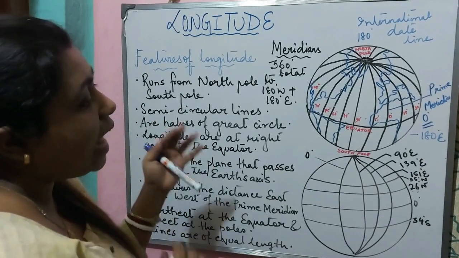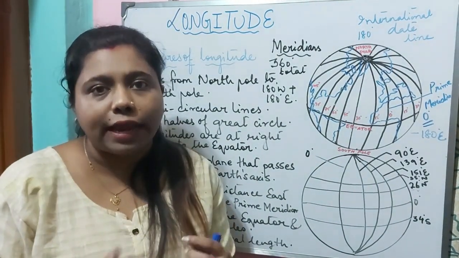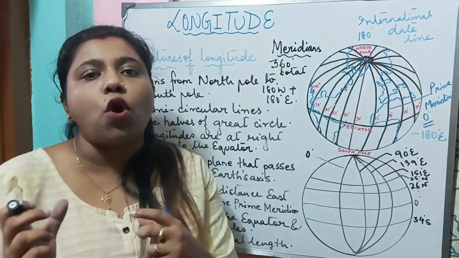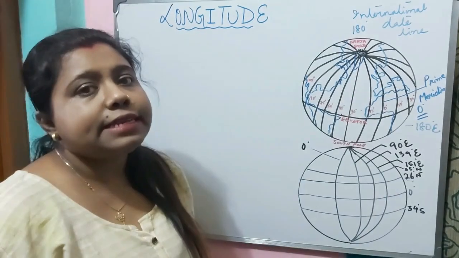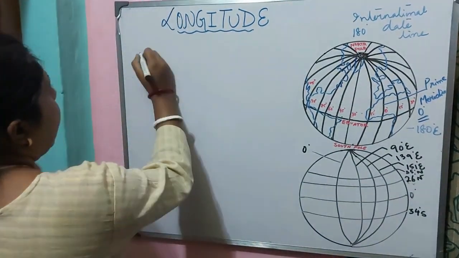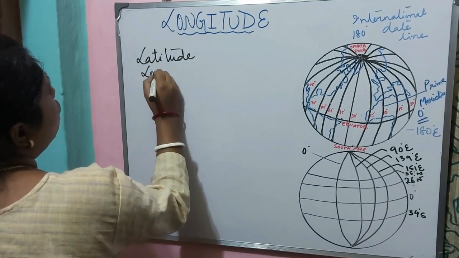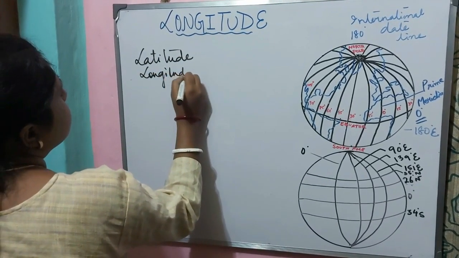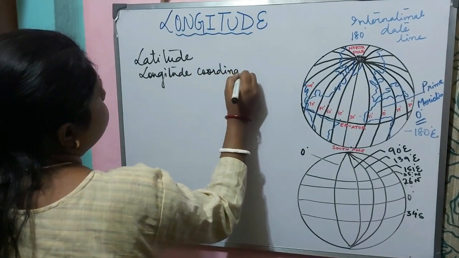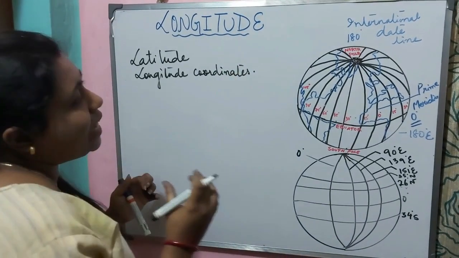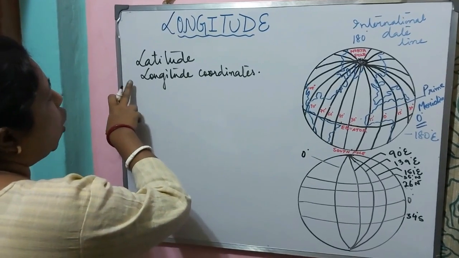Now let us see how the GPS or Google Maps work, and what is the importance of the two coordinates, that is latitudes and longitudes. I told you that in Google Maps they have some numbers stored in it that are latitude and longitude coordinates. So to find the exact location of any place, we need both latitude and longitude.